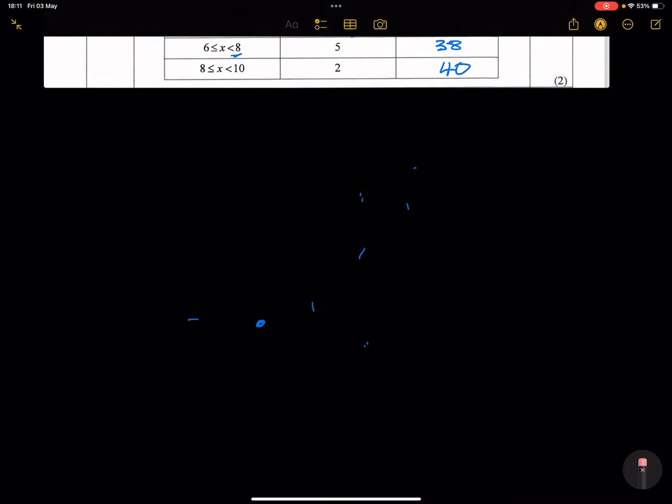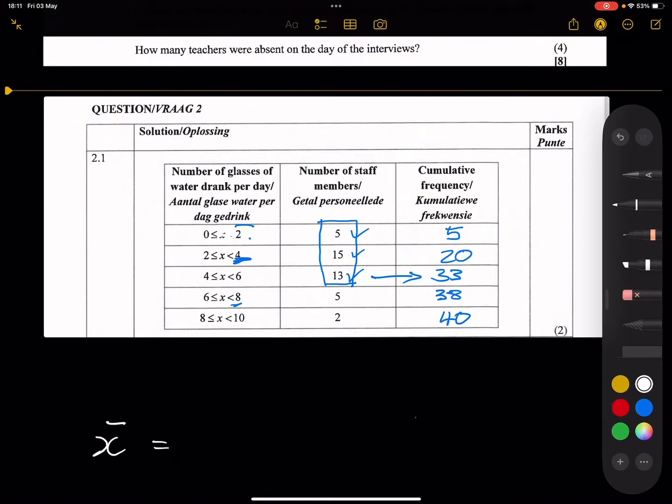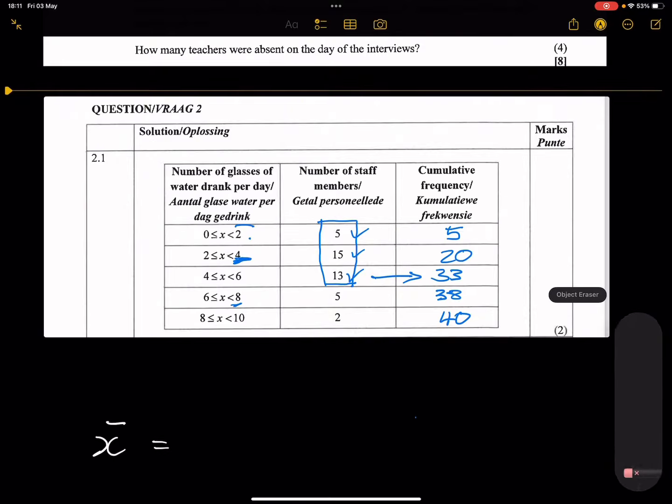Okay, so to get my mean for the cumulative frequency, I will always say x bar, the mean. Now remember, what I simply do is I am going to take the midpoint of my values there. Let me just use a different color. I'm going to use my midpoint of this value here.